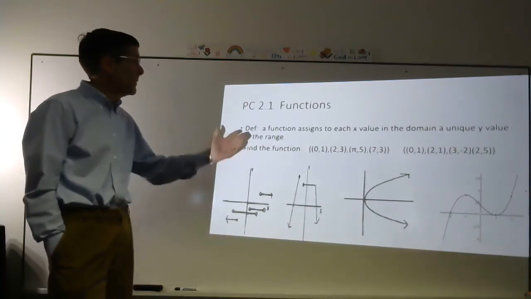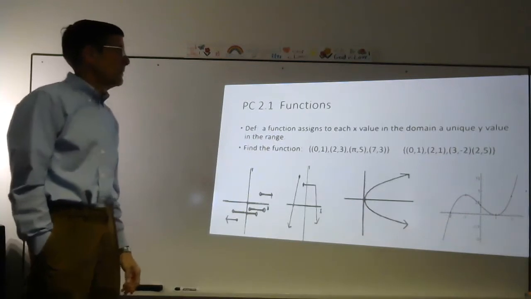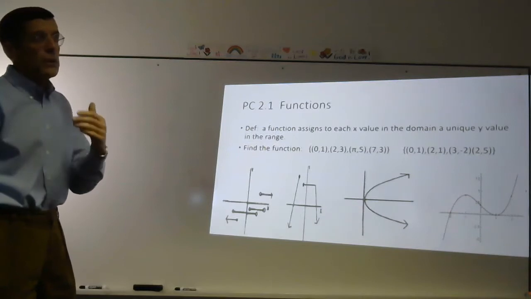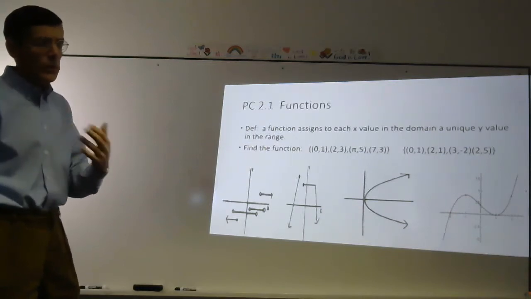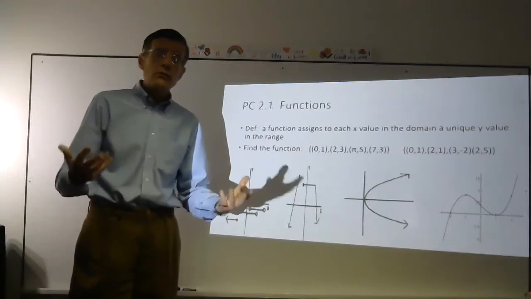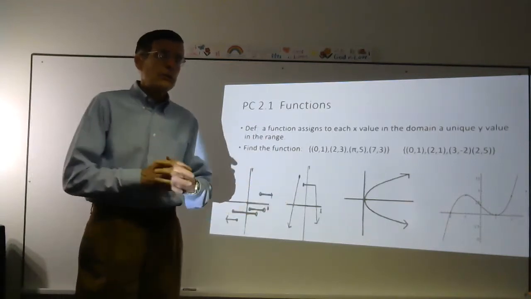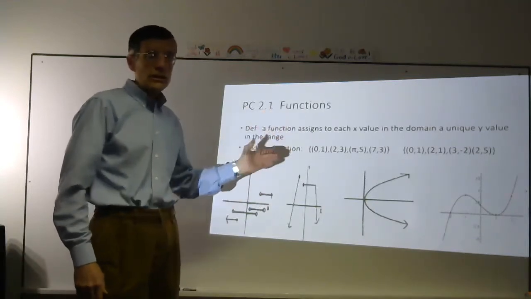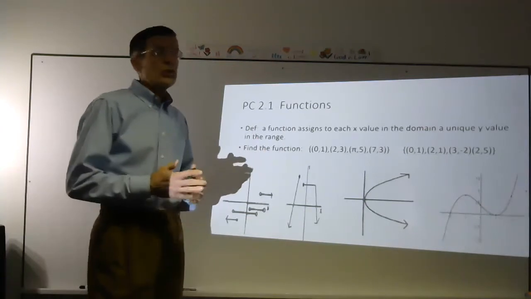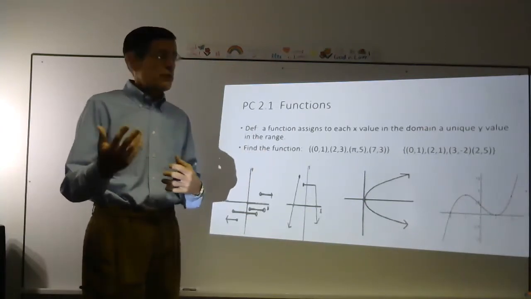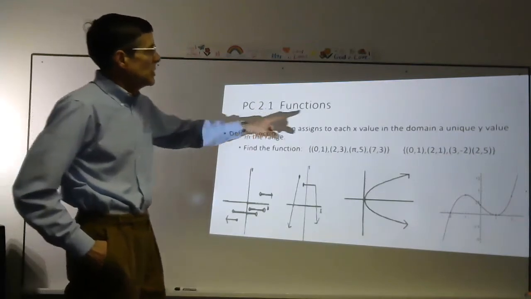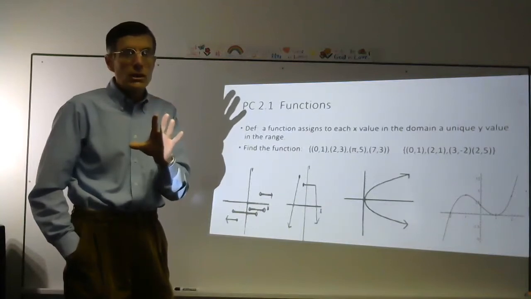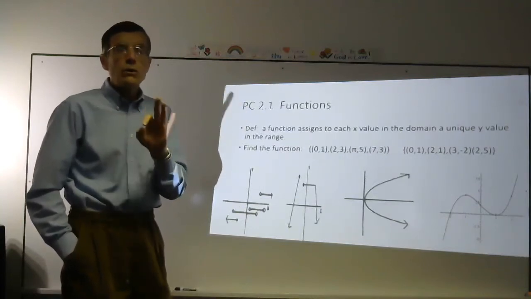A function assigns to each x value in the domain a unique y value in the range. Okay? If you recall from chapter 1, we talked about the domain is what you're allowed to use for x. We didn't really say too much about the range, but now we're going to expand that. The domain is all the allowable or legal x values. The range is the y values that you get from using those x values. And notice, each x value must have a unique y value, one and only one. That's what the word unique means. Each x value can have only one y value.